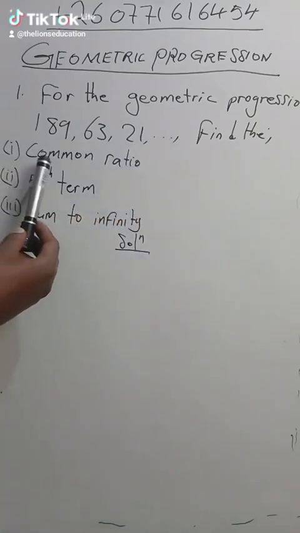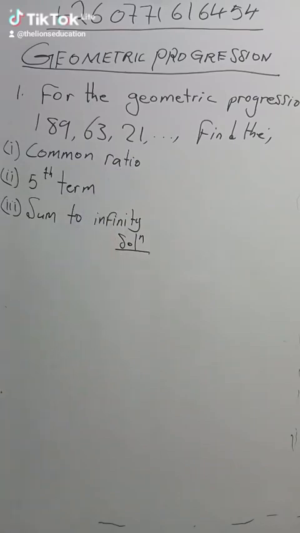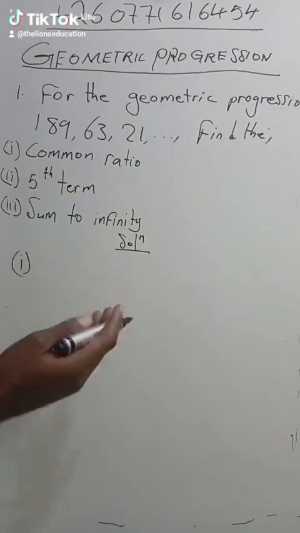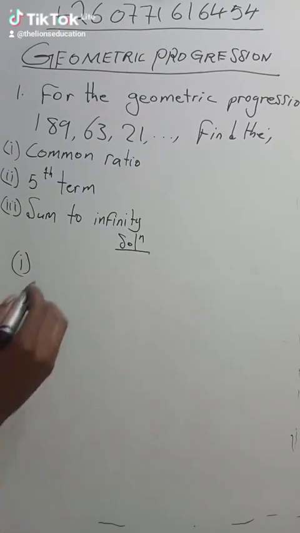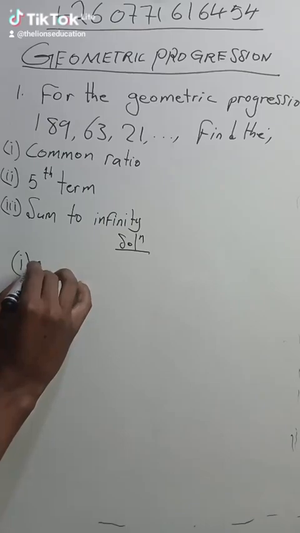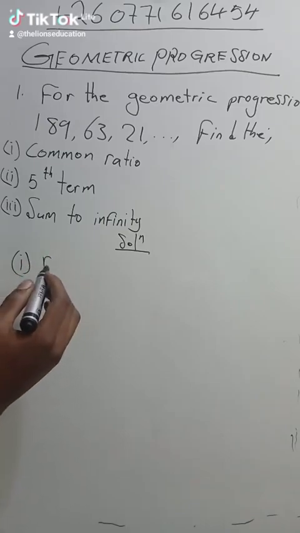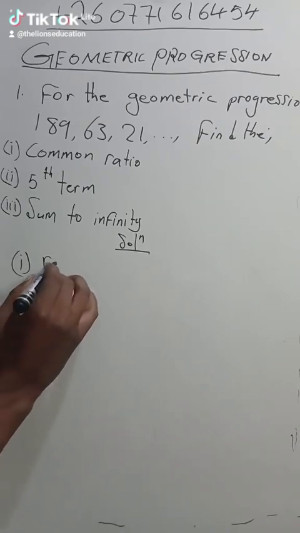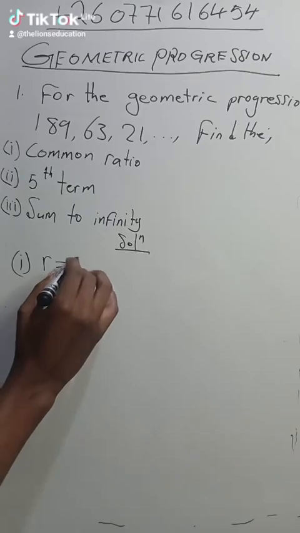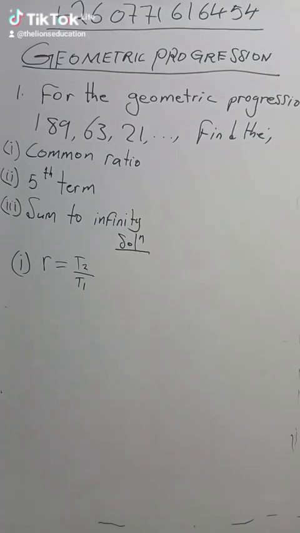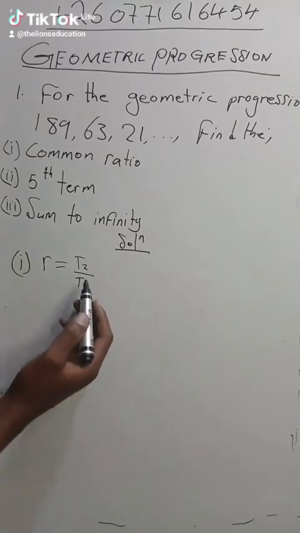So we have number 1, the common ratio. How do we find the common ratio? Solution: question number 1, find the common ratio. There's a formula that we are going to use. Common ratio is denoted by small letter r, so r is equal to T2 over T1. What are we referring to as T2 and T1?